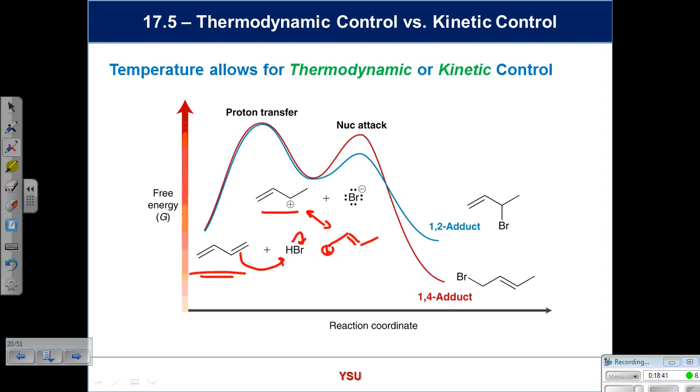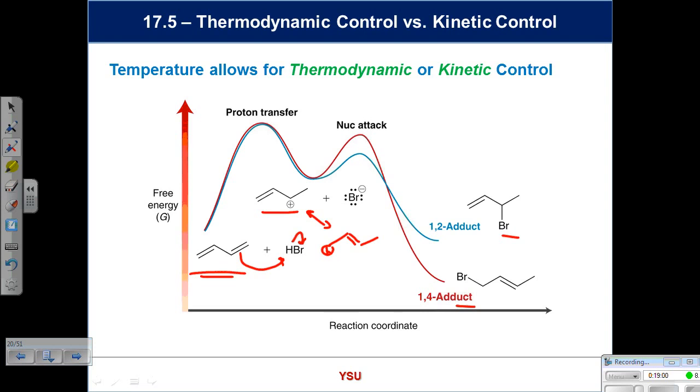Now, we have one carbocation that can go in 2 different directions, because it can be attacked at carbon 2 or it can be attacked at carbon 4. If we attack at carbon 2, we get what's called the 1,2 adduct. If we attack at carbon 4, we get what's called the 1,4 adduct. That's the fact. That's what you get.